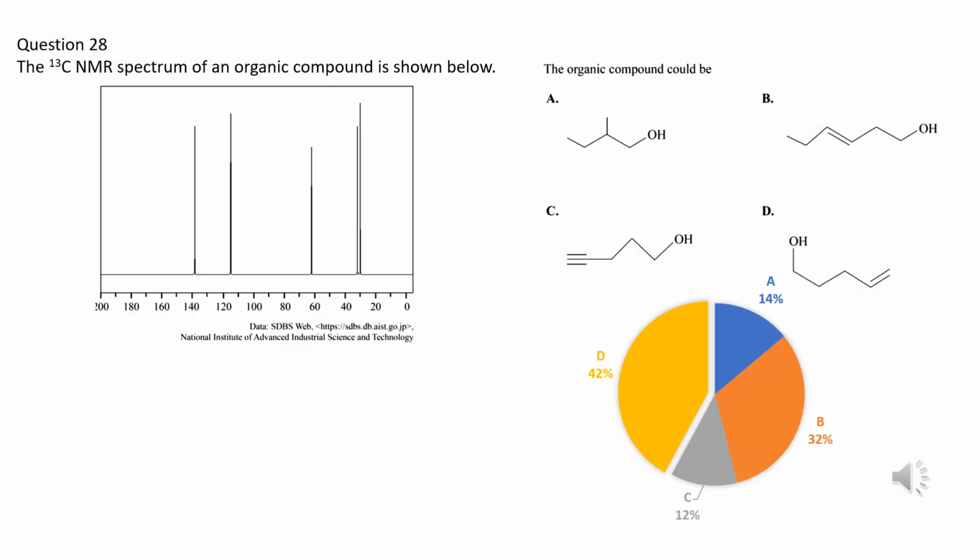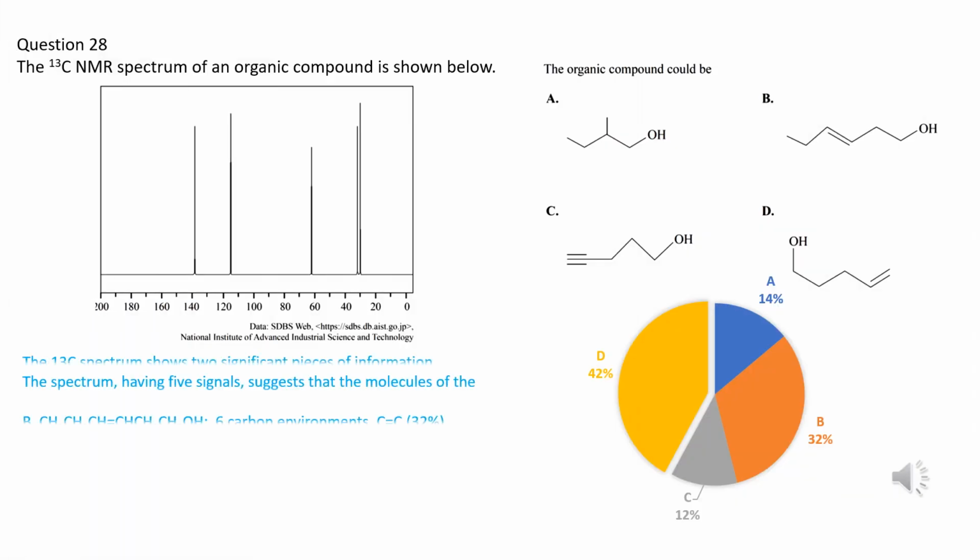Number of signs is the first information of NMR. Here, we can count 5 signs. 5 signs suggest 5 different carbon environments. However, B has 6 carbon environments and is eliminated first.